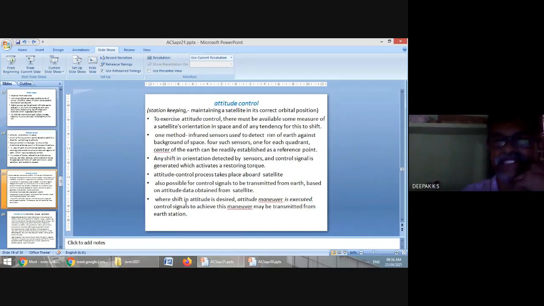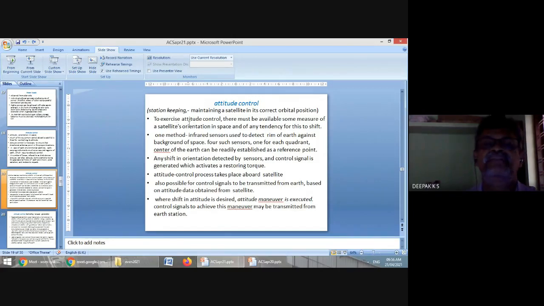There is another term, station keeping, that is different. We will come to that. That is maintaining the satellite in the correct orbital position, like a box in space in which the satellite should be maintained within a rectangular area. So that is station keeping, its correct orbital position, whereas attitude control is the direction of the antenna.